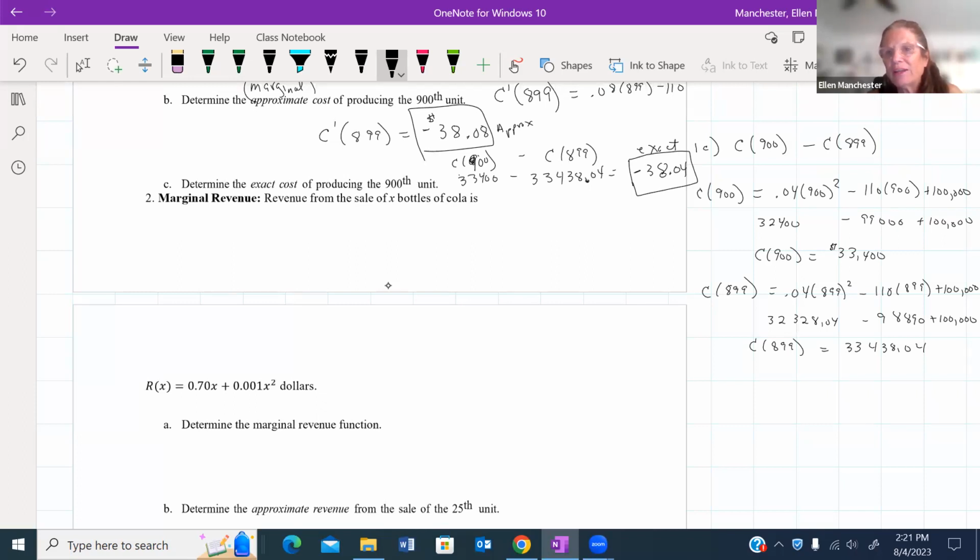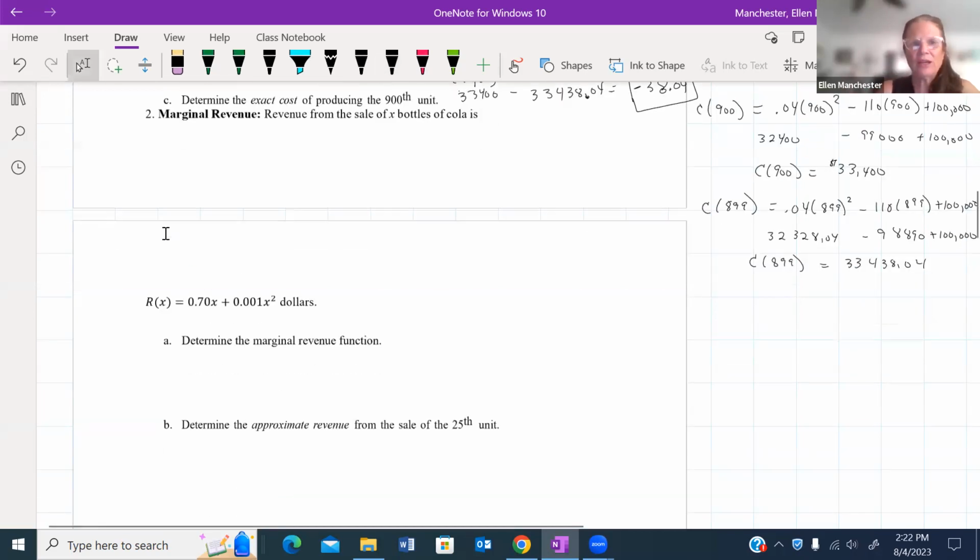And you can see that finding the exact is a lot more work. Finding the approximate, or the marginal, is way less work, and I'm very, very close to the exact. So it's a little bit of a shortcut. Okay, so let's try number 2.